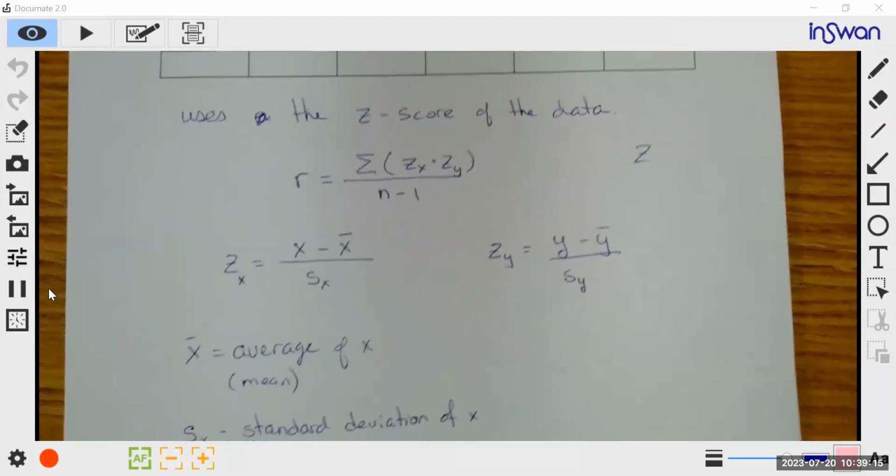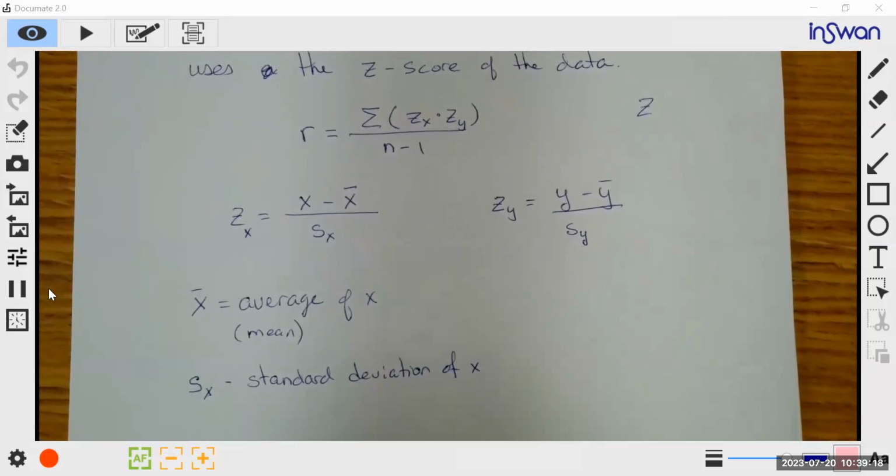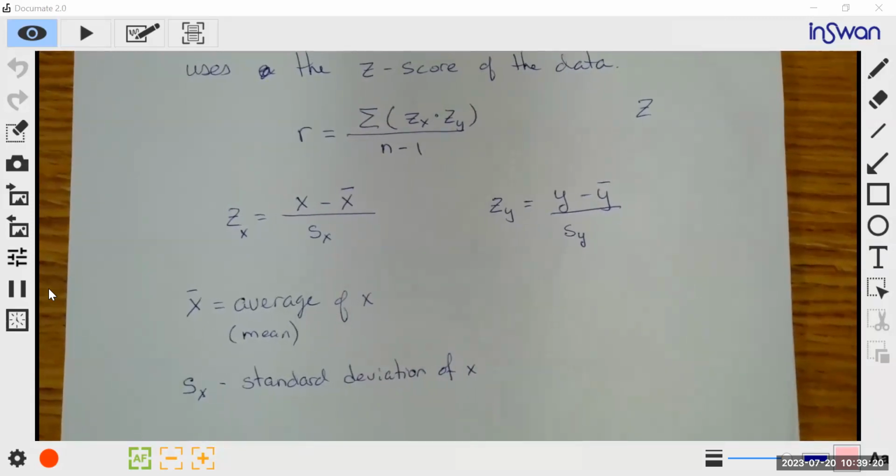Again, it seems like a lot of stuff right now, but it'll make a lot more sense next week when we start doing this step by step, because next week we start calculating.